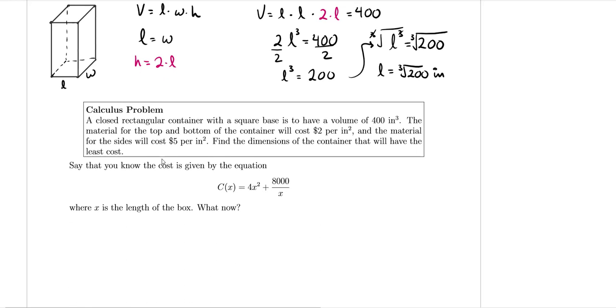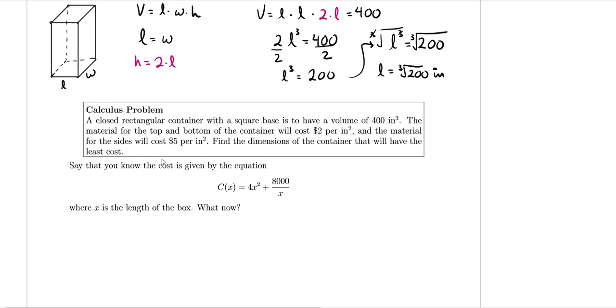So the calculus problem says that you have a closed rectangular container with a square base, and that is to have a volume of 400 inches cubed. Now, the material for the top and the bottom of the container will cost $2 per inch squared, and the material for the sides will cost $5 per inch squared. And we want to find the dimensions of the container that will have the least cost.